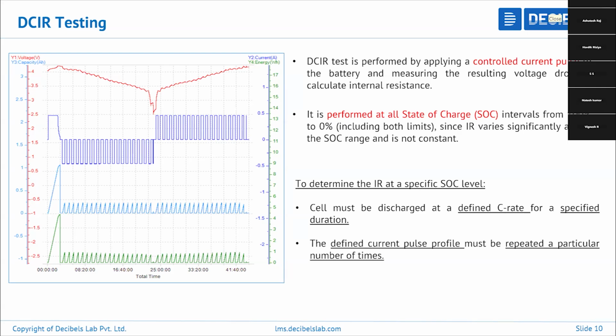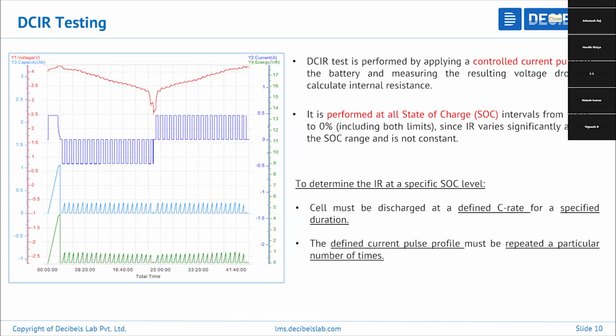If you have a 100% SOC, you can perform your DCIR, and from 100% to 0% SOC you can also perform it. But in that range, you need to change your SOC, so it may be 5% based SOC removal or 10% based SOC removal. Why? Because we want to observe the internal resistance at each particular interval of SOC. To determine your internal resistance at a specific SOC level, the cell must be discharged at a defined C-rate. You can't randomly put in any discharge; you need a particular C-rate for the discharge pattern, and again with a specific duration.